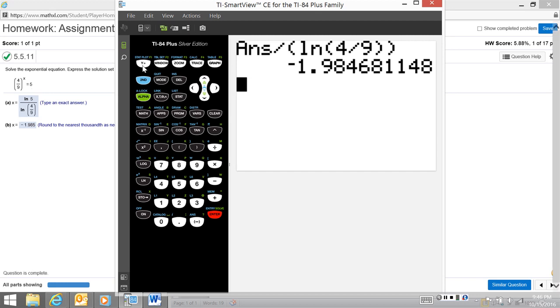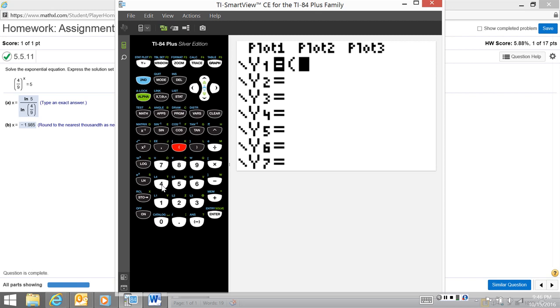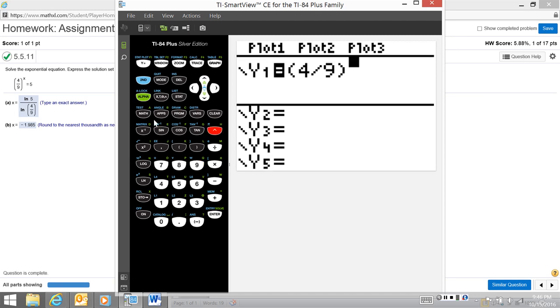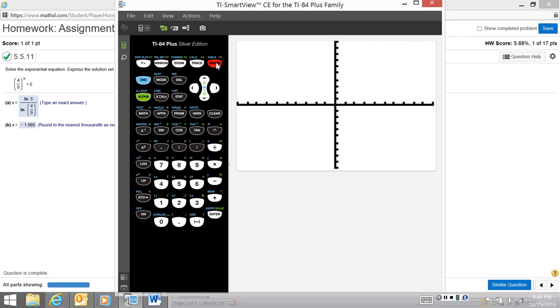So what I'm going to do here is graph (4/9)^x, and I'm going to graph this. Now, I want to know approximately when this -2 shows up. Is that about 5? Because we want to know when y is about this -1.98, and we want to make sure it agrees with this 5. We're looking for that point, -1.985.